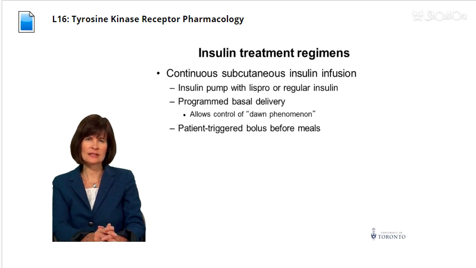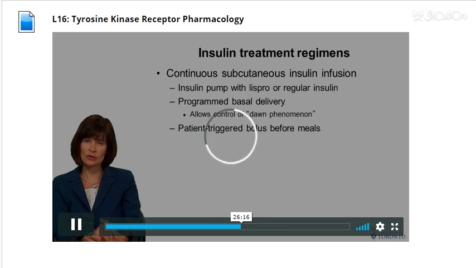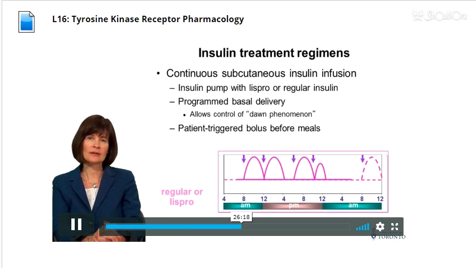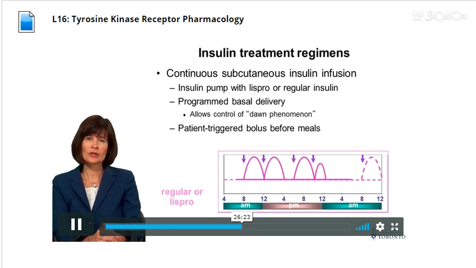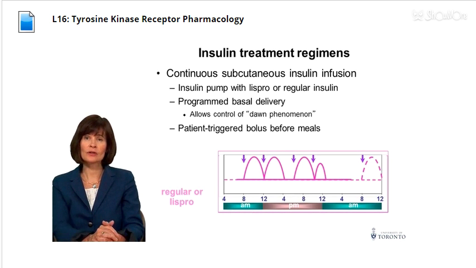Alternative methods of insulin delivery have been developed in the form of a pump, which is attached to a catheter in the patient. The pump allows for continuous infusions as well as patient-initiated doses of short-acting insulin before meals. In this example here, the pump delivers a basal infusion of Lispro or regular insulin to control hyperglycemia overnight.